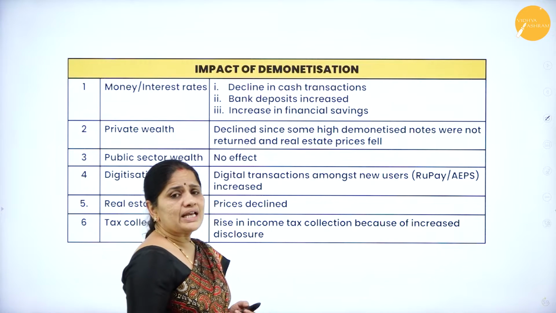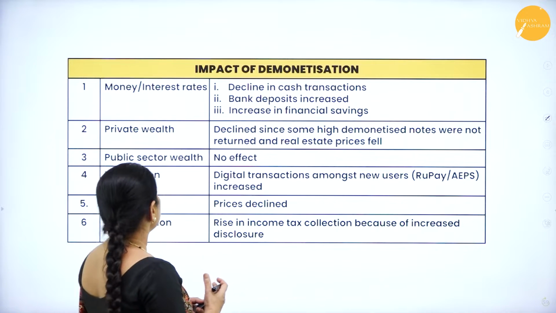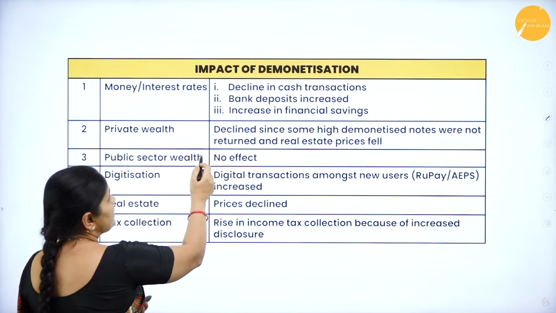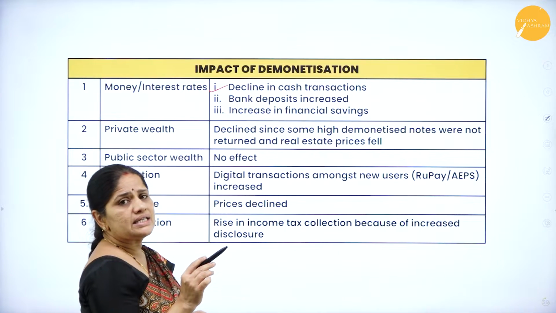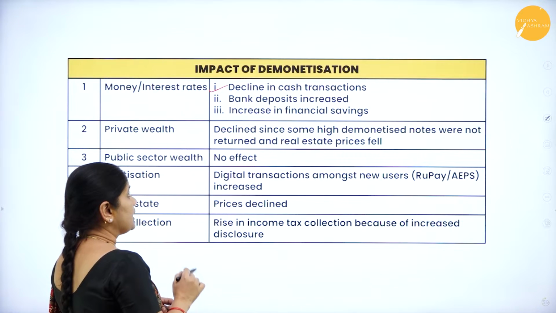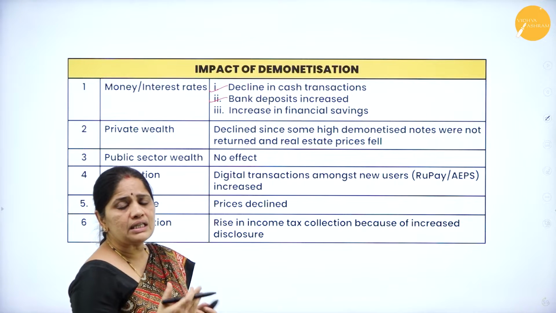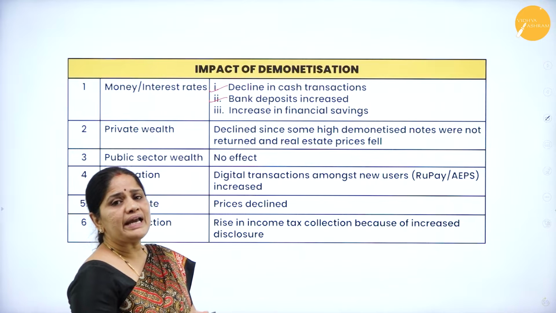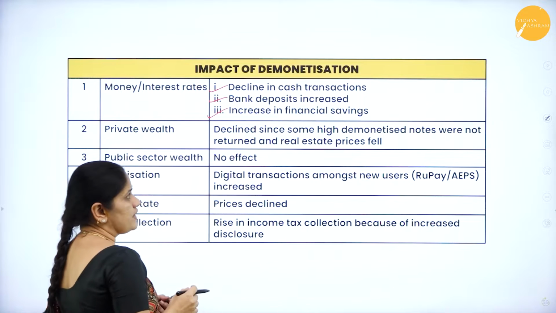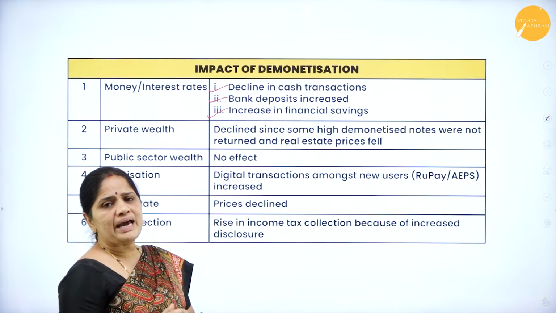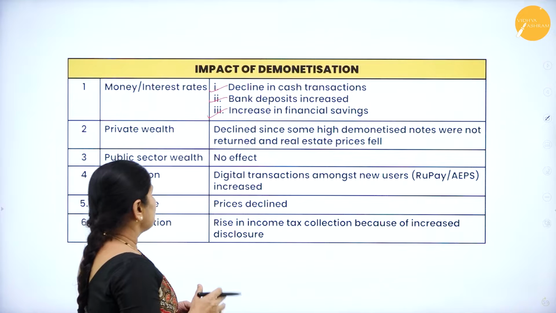Then next, let us study the impact of demonetization. What was the impact of demonetization on India? Because of demonetization, there was a steady decline in cash transactions. Secondly, bank deposits increased. Whatever money was hidden in households came back, thereby increasing bank deposits. There was also an increase in financial savings. People began to save more in the bank so that it would be easy for them to make payments whenever they are shopping.